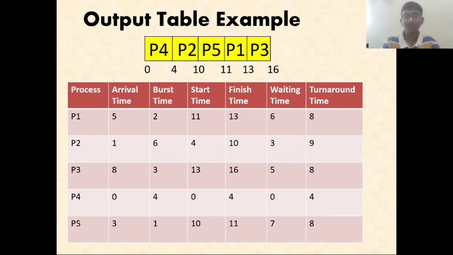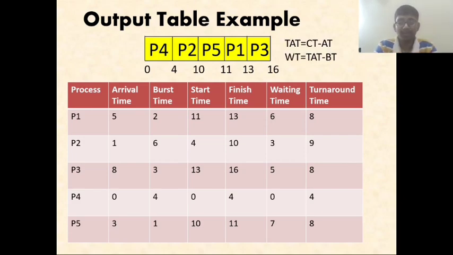Here I want to tell you a small thing. If you want to know whether the Gantt chart we got is correct or not, at the end of the Gantt chart we got 16 as the output. If we calculate all the burst times, we should get 16. If 16 is 16, both are matching, then it is correct.